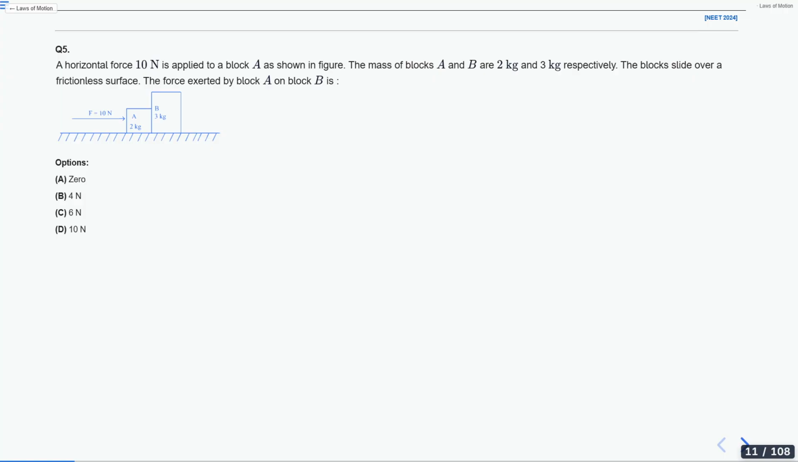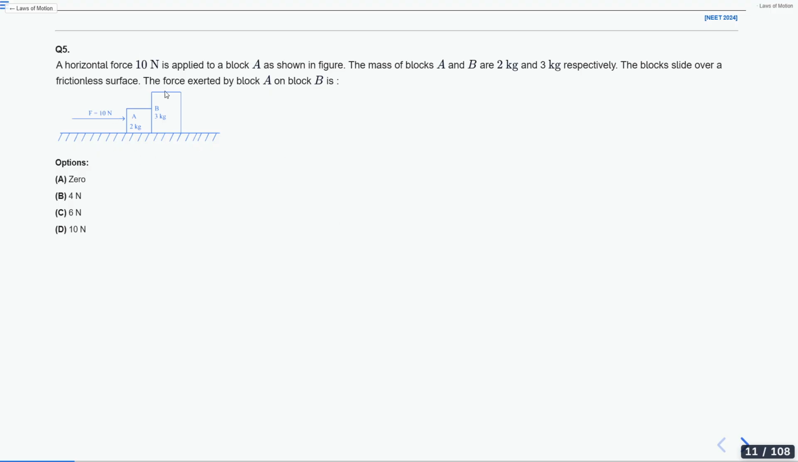Clear and audible. Okay. C, sir, 6 Newton. Okay, C is correct. Irfana is saying C is correct. Arya is saying C is correct. Selvi is saying option C is correct. Okay, anyone else? C. All of you, please take 30 seconds more, but try to find the solution. An easy question it is.